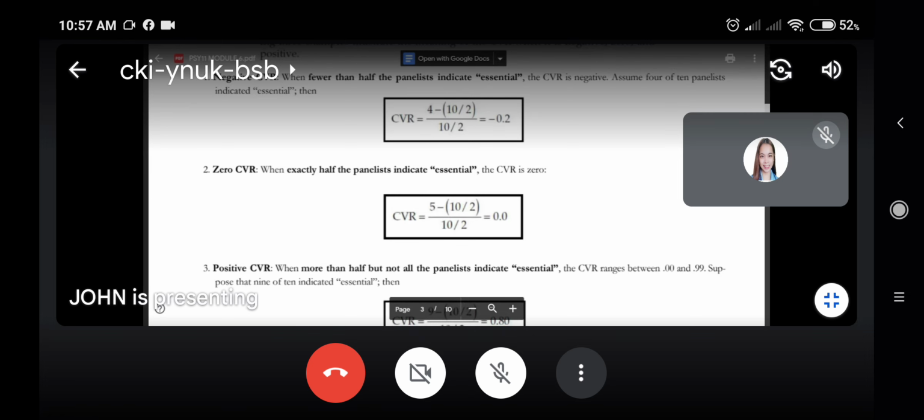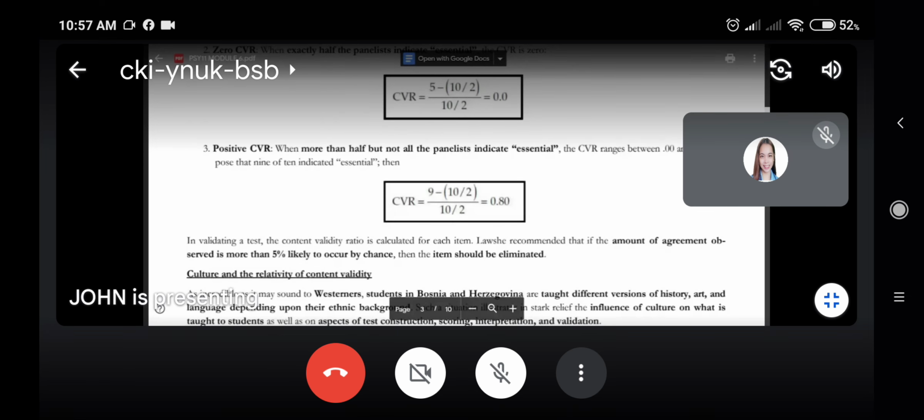Next is a positive CVR. So it's more than half, but not all the panelists indicate essential. Okay? The CVR ranges between 0.00 to 0.99. Suppose that 9 of the 10 indicated essential. So then, mataas yung magiging CVR niya. Kung halimbawa 9 out of 10, gaya nito, that's 0.80.